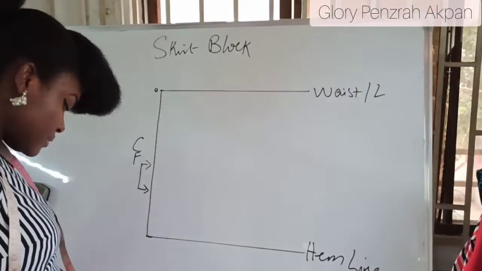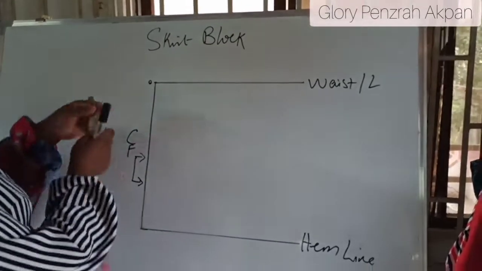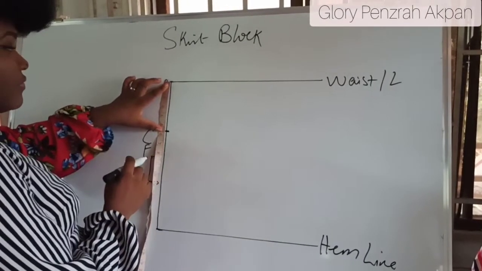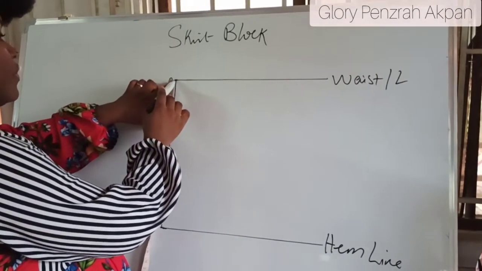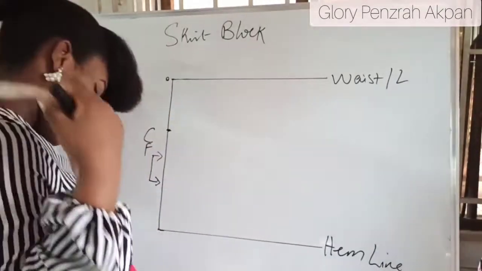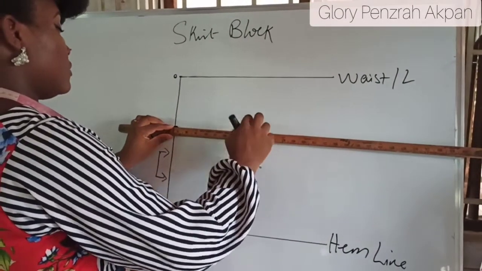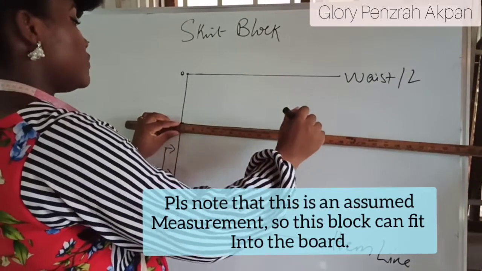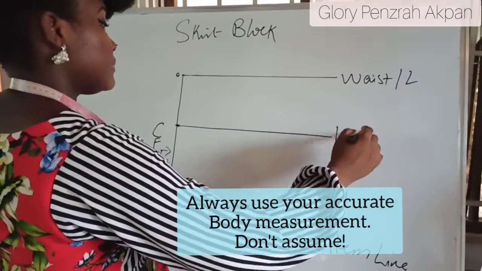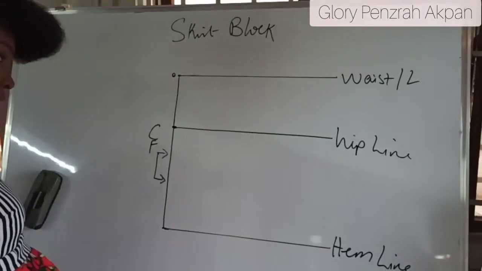Using your hip depth, you're going to rule the hip line. So let's assume that our hip depth is somewhere here at 5.5, right? So placing my tape 0 on the waistline, I'll mark 5.5 on the center front line. And then using our ruler, we'll rule a straight horizontal line, and we'll call that line the hip line. So we have the waistline, the hip line, and the hem.